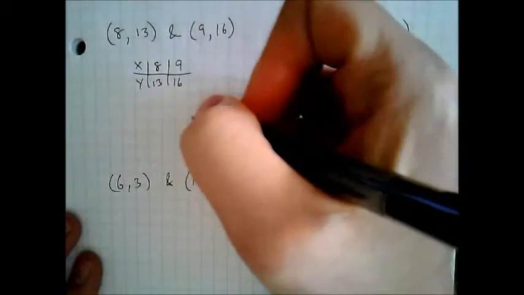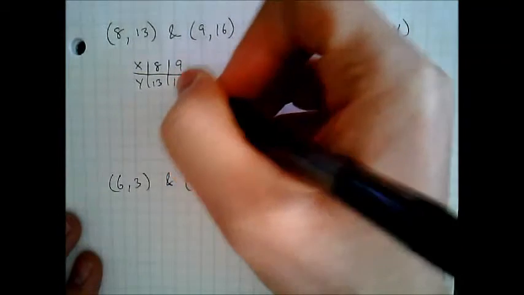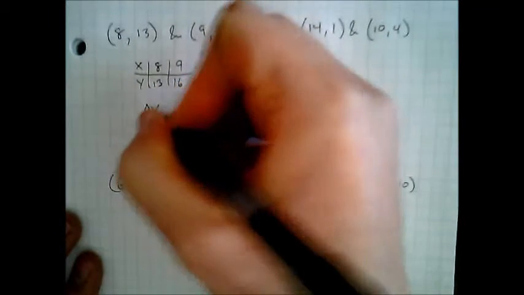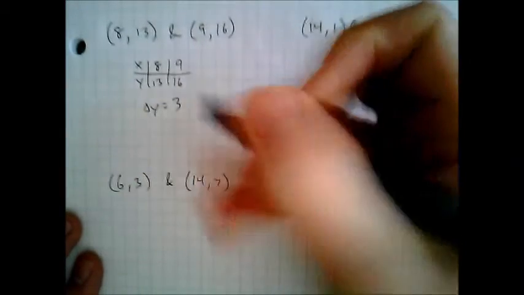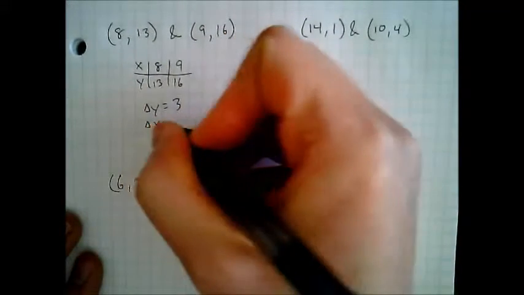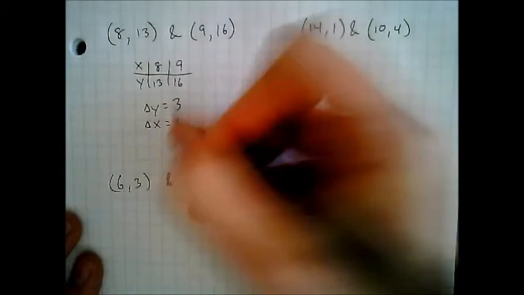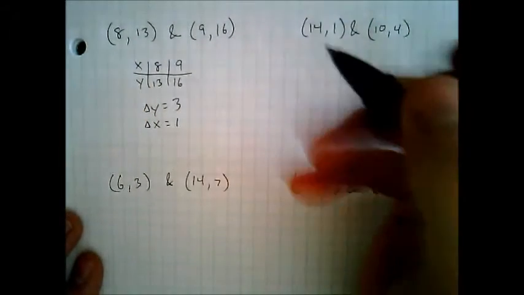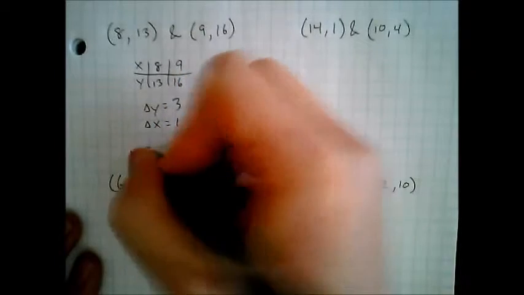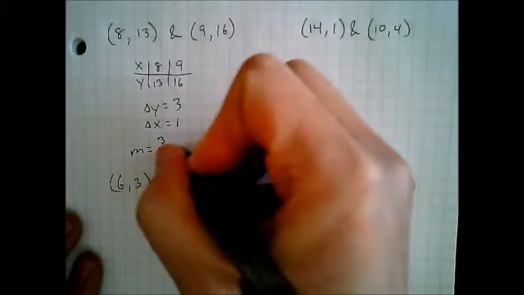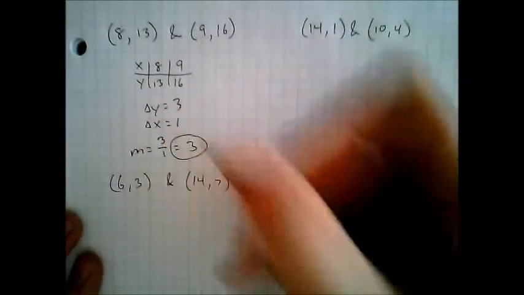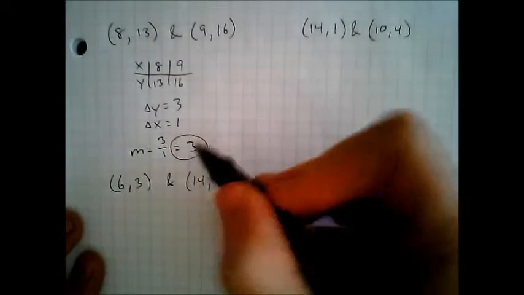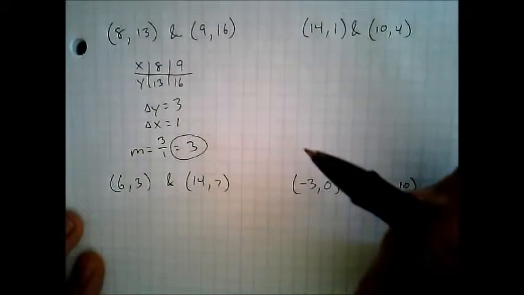So figure 8 has 13 tiles and figure 9 has 16 tiles. That means we're adding 3 tiles, so delta y equals 3, and our delta x equals 1, because we're adding 3 tiles each figure going from figure 8 to figure 9. So if we're adding 3 tiles each figure, then our slope is simply 3 over 1, which equals 3. We're adding 3 tiles every figure, so that means we have a whole number slope. It's just our slope equals 3.